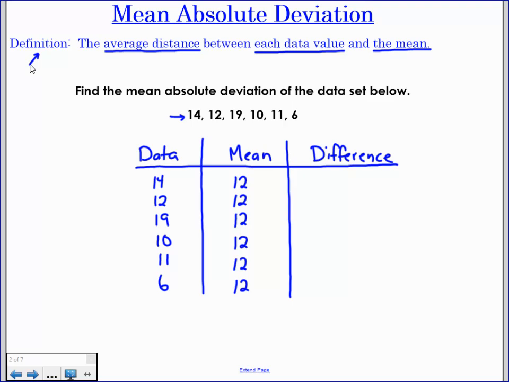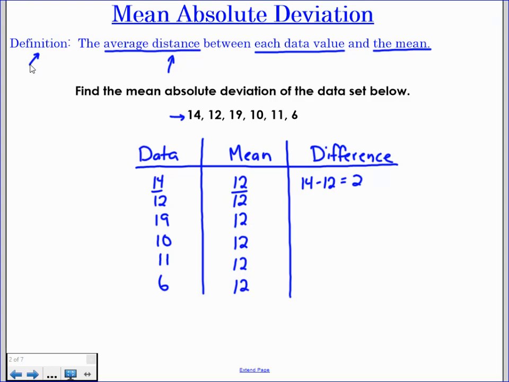The difference column, this is the important column. This is really how we're going to find the mean absolute deviation. If we remember, the mean absolute deviation is the average distance between each data value and the mean. So we have a data value, we have a mean, and we need to find the distance between those two values. That's why we are going to find the difference. We're going to subtract. Always do the bigger number minus the smaller number. You don't always have to do data minus the mean or the mean minus the data value. It doesn't matter. Just do the bigger number minus the smaller number.